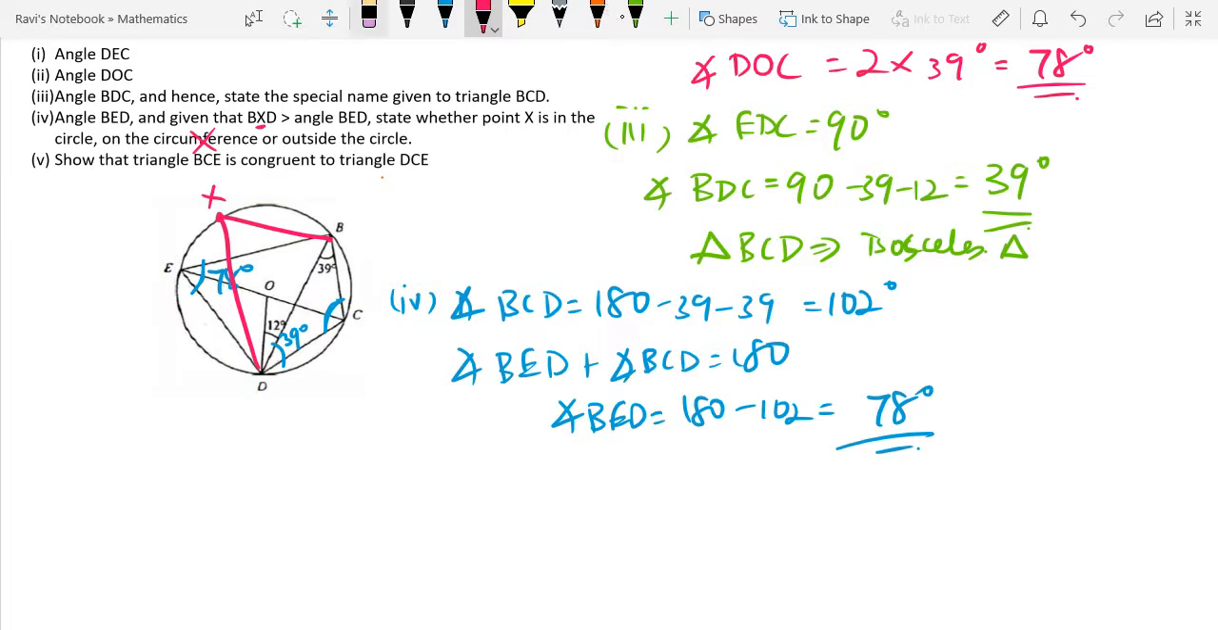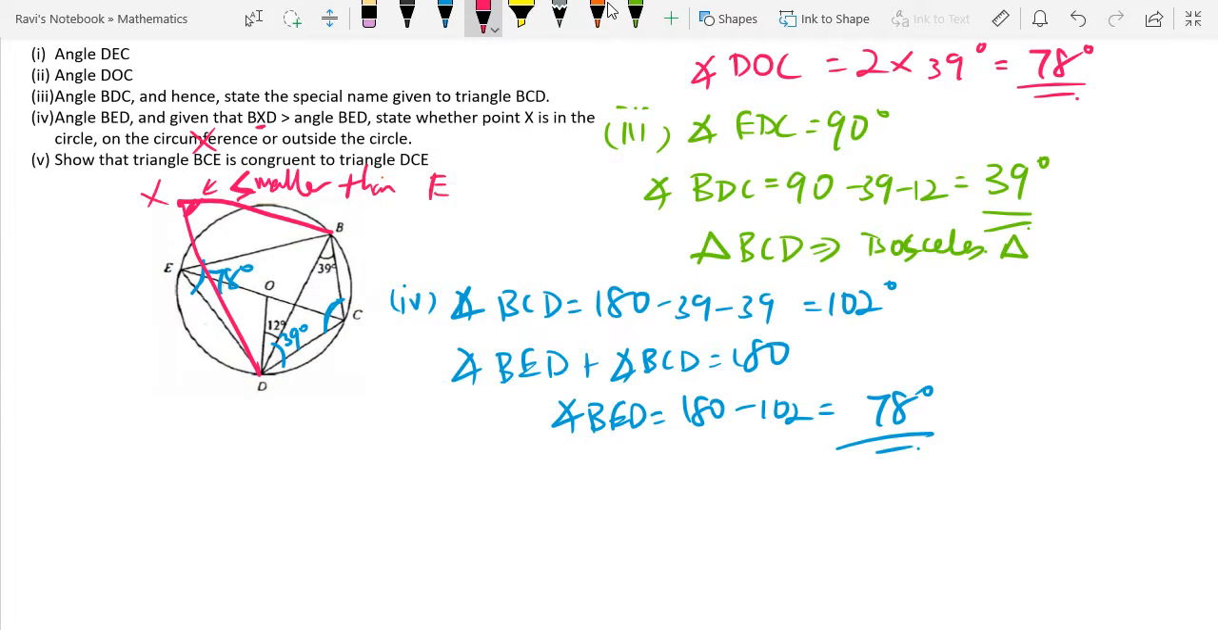Okay, so let me remove this first, and let's assume that X is somewhere here, outside the circle. If X is outside the circle, you can see that X is going to be further away from E. When X is further away from E, that means this angle is going to get smaller and smaller compared to this angle at E over here. So if X is outside the circle, then this angle here is going to be smaller than E.